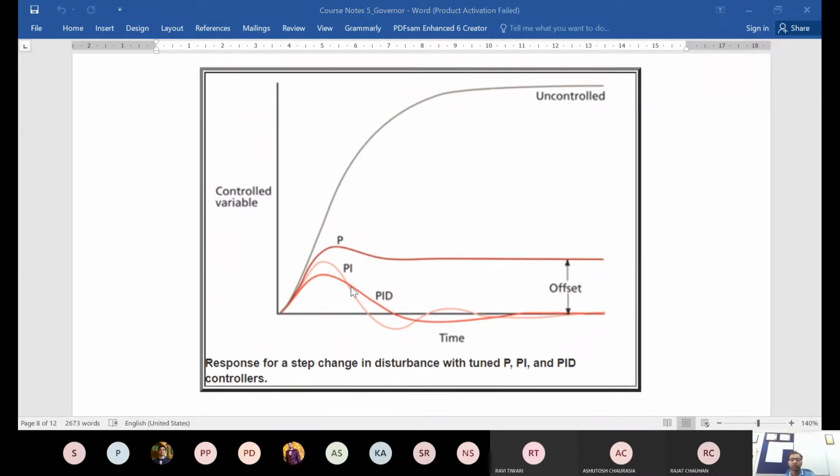Sir? Yes. Hello? Sir, go ahead. Your voice volume is too low, sir, actually. It's low. Yes, sir. Is it better now? Any better? Yes, sir. Now it's better, sir. Okay.